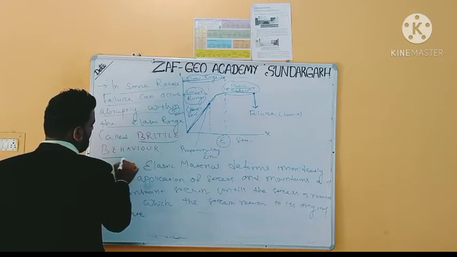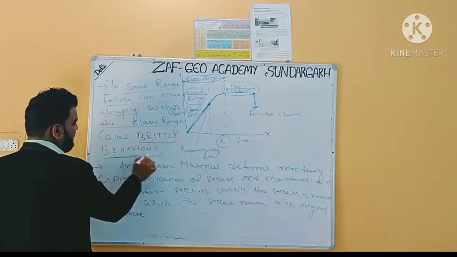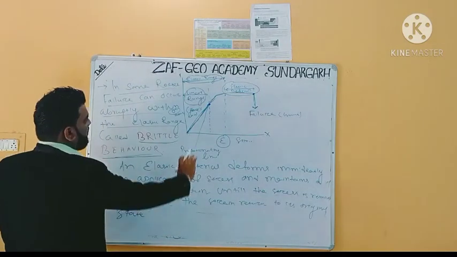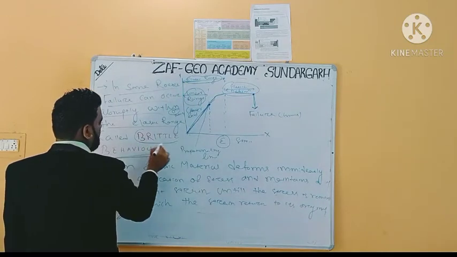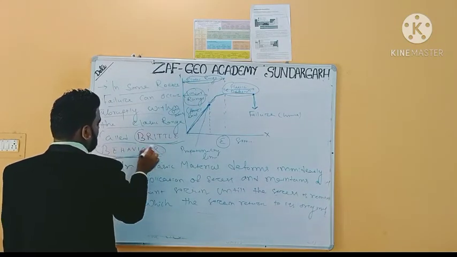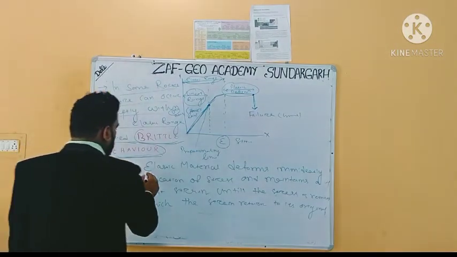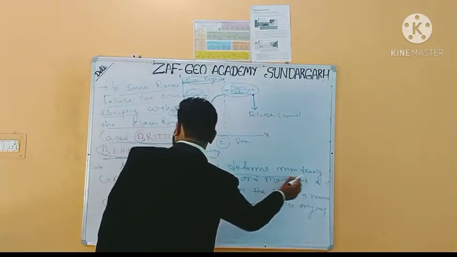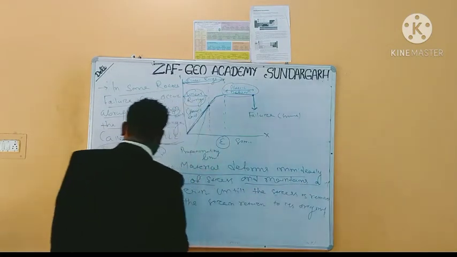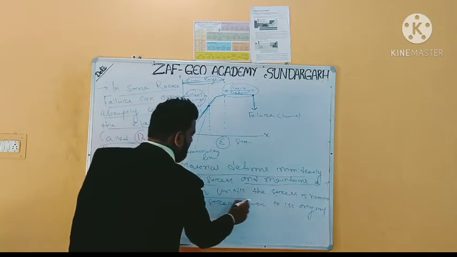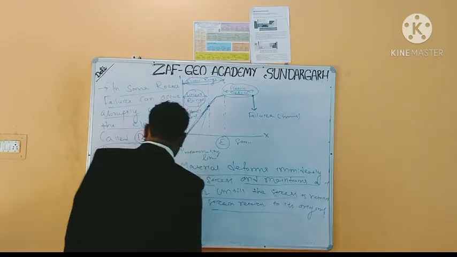I have written it in bold letters in red color so that you can easily understand. So in some rock the break will take place within this elastic range, and this is called brittle behavior of material, brittle behavior of rock. Now an elastic material deforms immediately upon the application of stress, and maintains a constant strain until the stress is removed, upon which the strain returns to its original state.